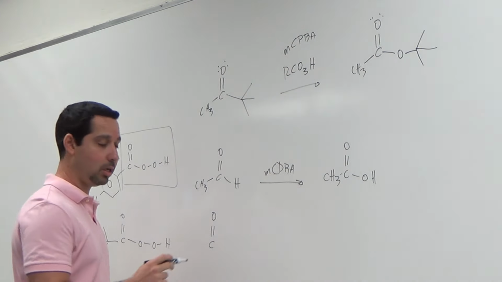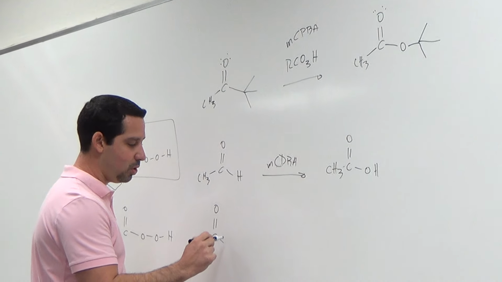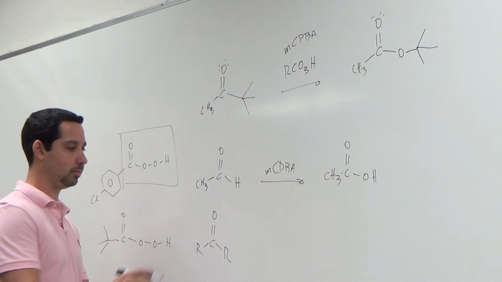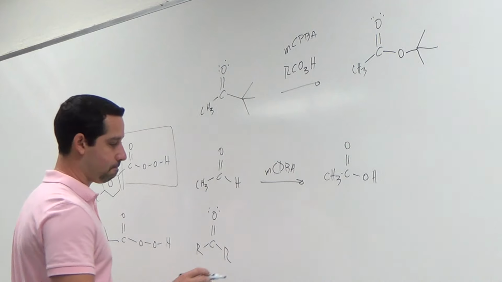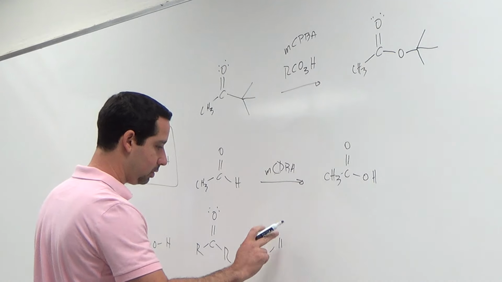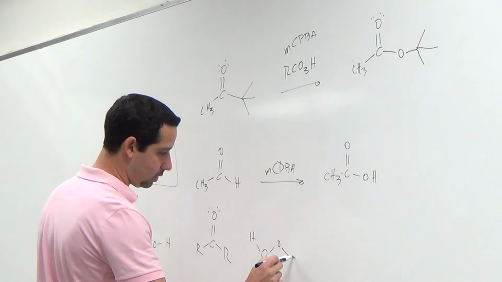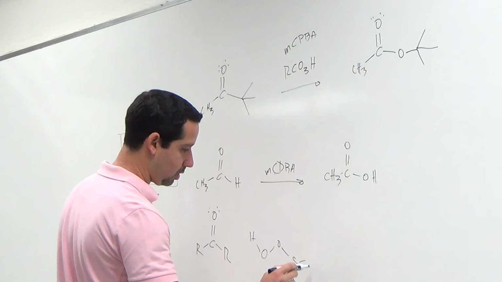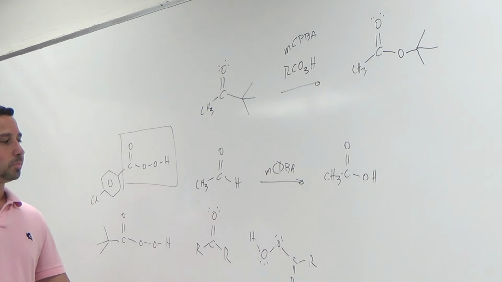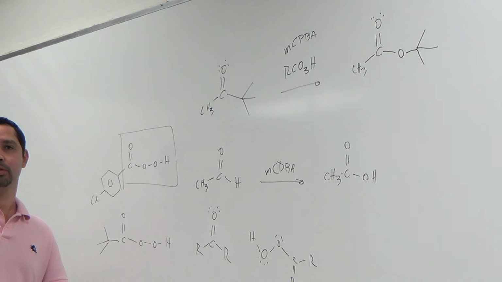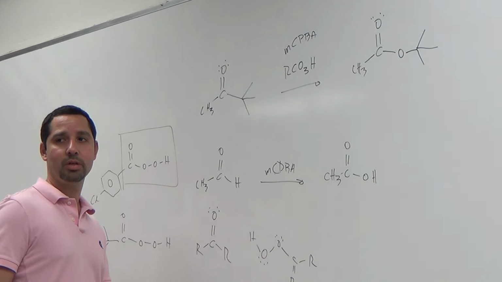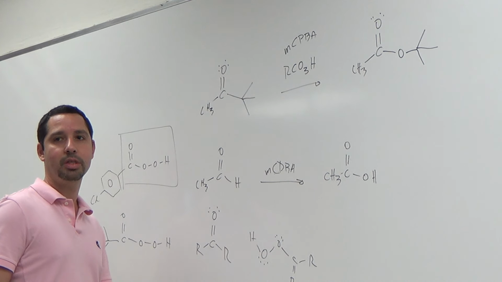So let's say that what we have is, let's put R's so we're not specific on it. And what we have is the acid. What happens first? Proton transfer? Yeah, the oxygen gets protonated.